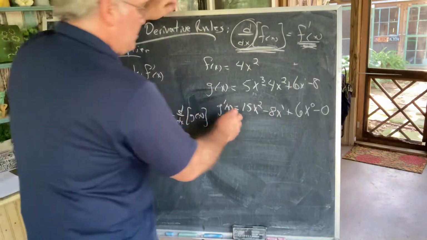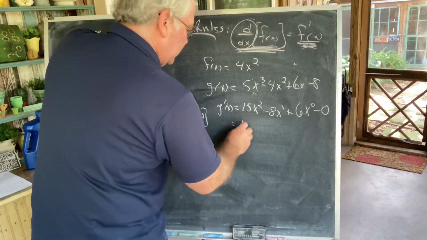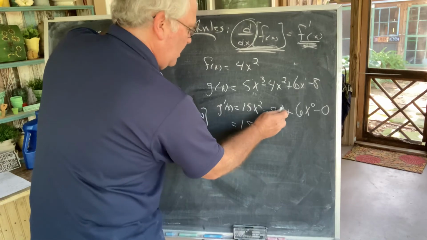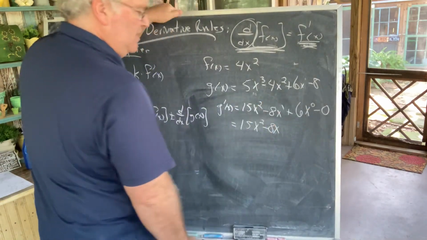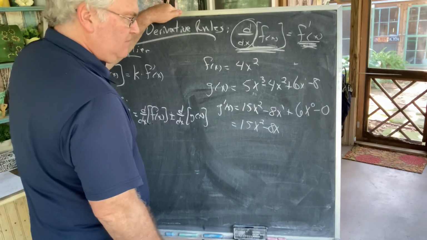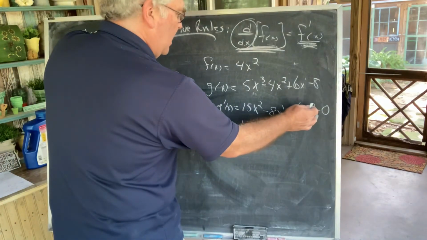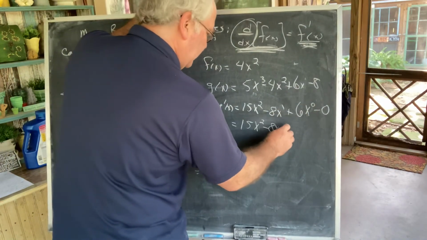And so now if we want to rewrite this to make it look a little nicer, this is 15x to the second. We can leave off this x to the first. And x to the 0 power is 1. Right? X to the 0 power is 1. And so this is plus 6.